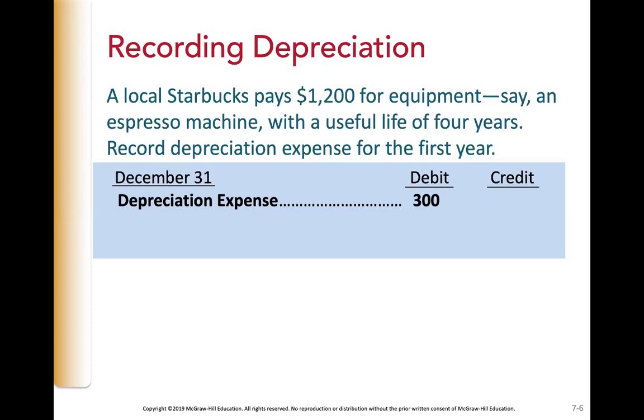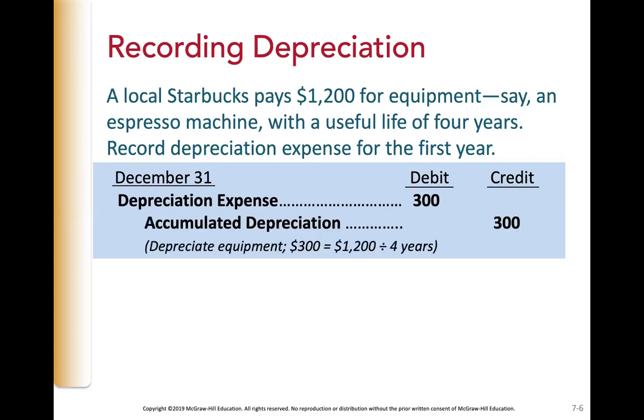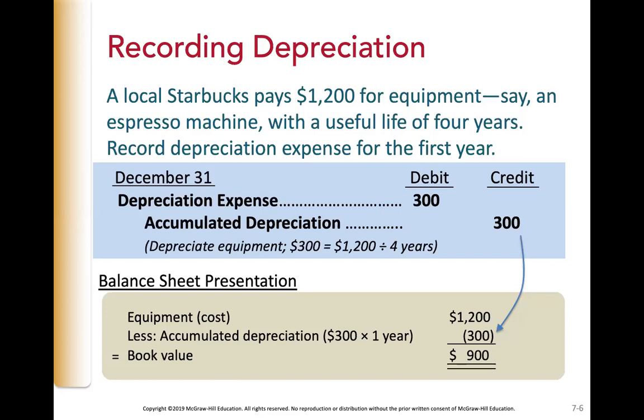You're allocating that cost to an expense. And the credit, remember, is to that accumulated depreciation account. Remember, accumulated depreciation is a contra asset account, which means it has a normal balance of a credit. So if you were showing this on the balance sheet, you would show your equipment at cost, what you paid for it, $1,200, minus your accumulated depreciation of $300 to get you a book value of $900.